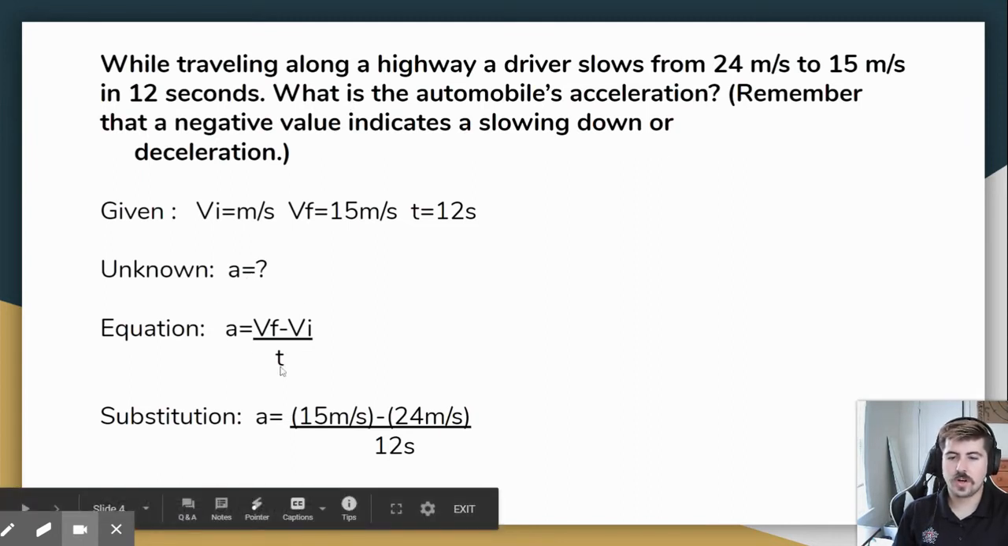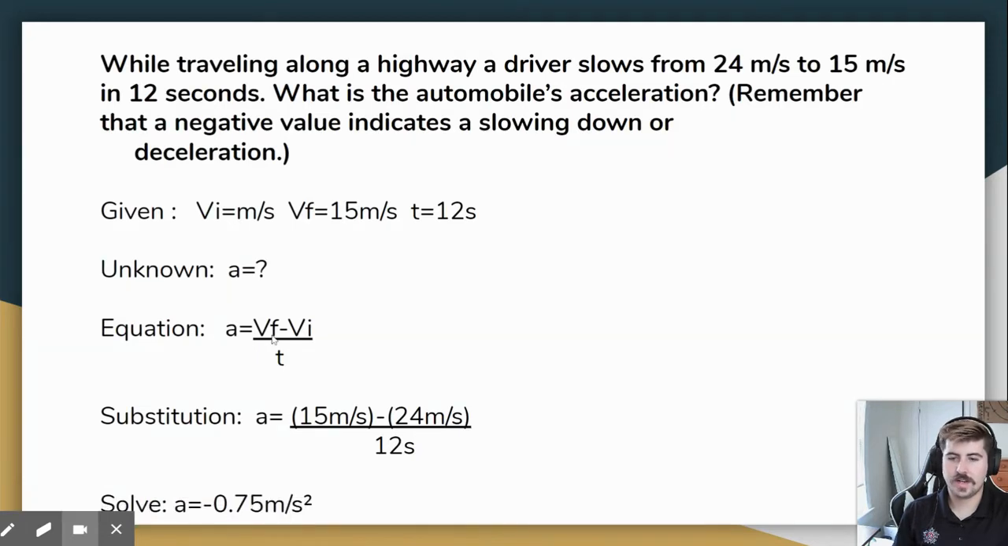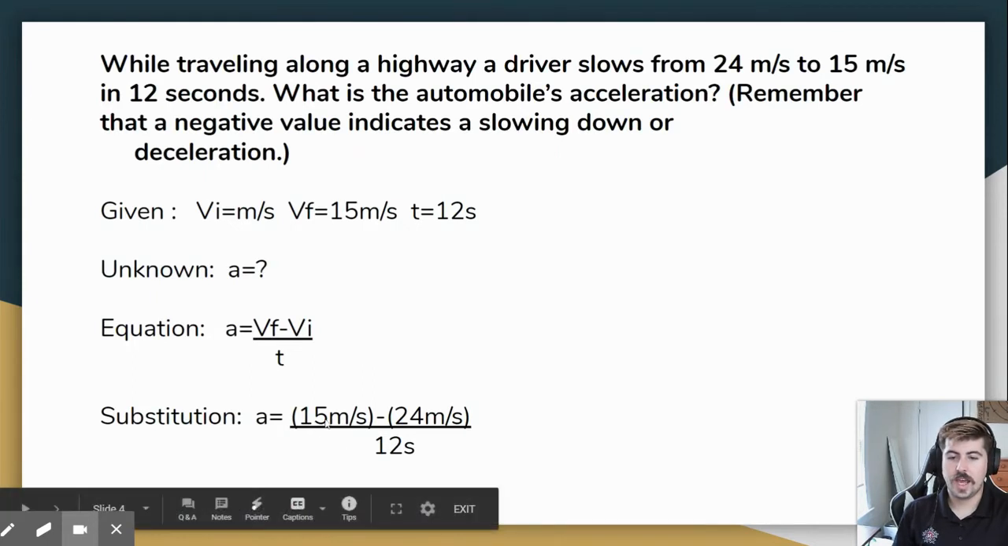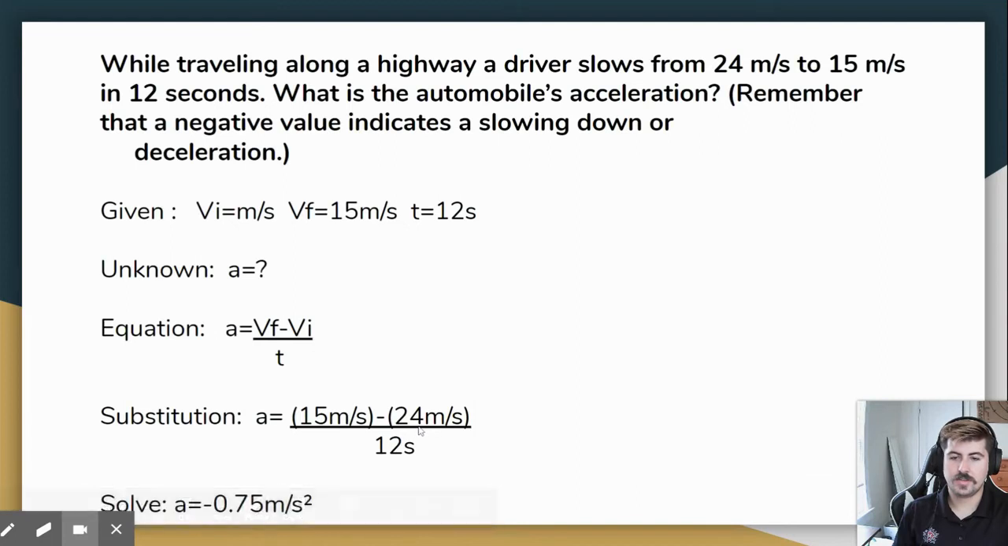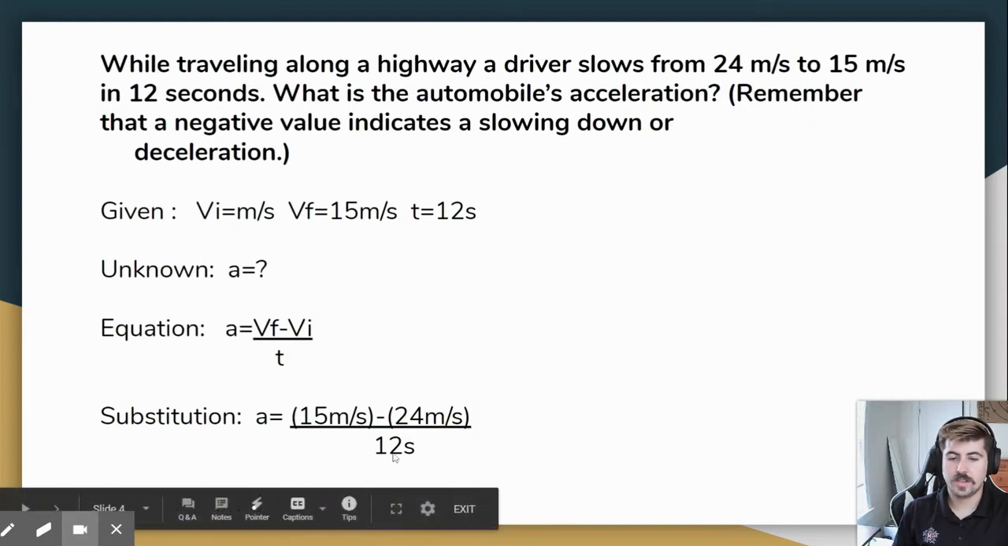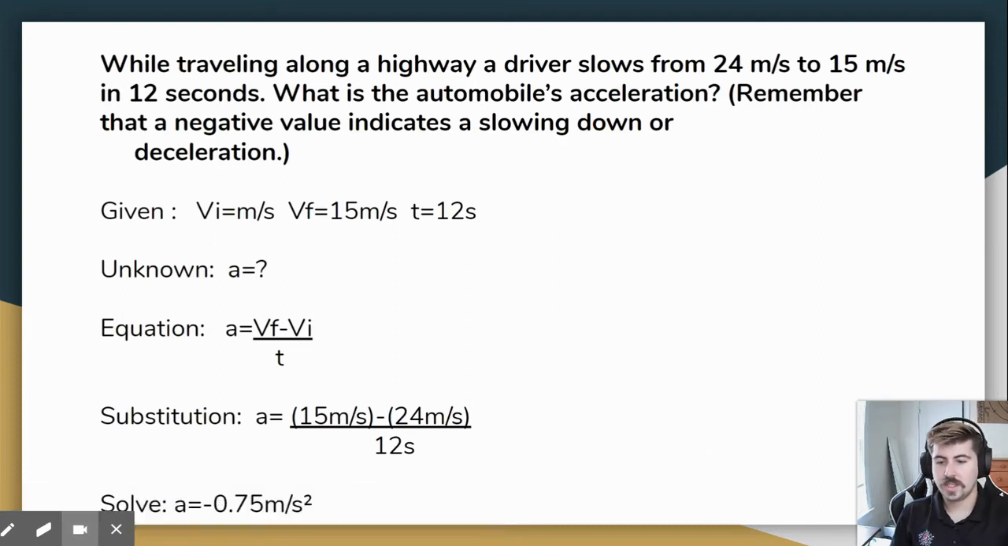So we're going to use our equation for acceleration, which is final velocity minus initial velocity divided by time. So we're going to go ahead and plug those in. Final velocity is 15. Initial velocity is 24. Divide that by 12 seconds, and that's going to give us our answer, which is acceleration is equal to negative 0.75 meters per second squared. Right? So that means that it's going to be slowing down 0.75 meters per second every second.